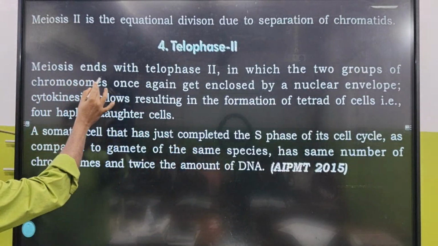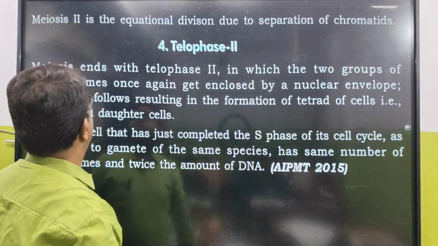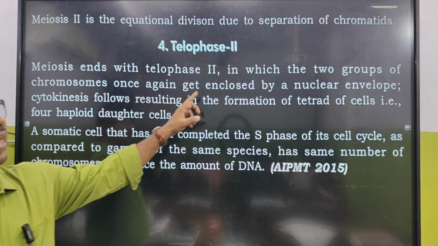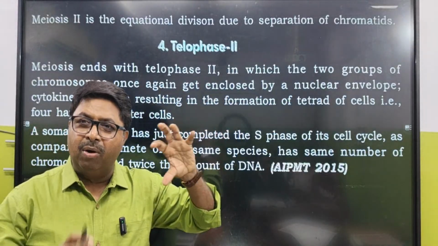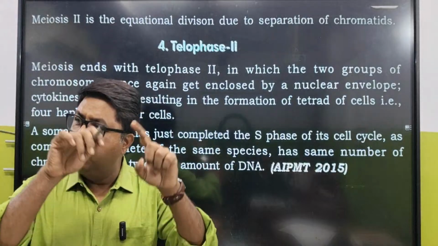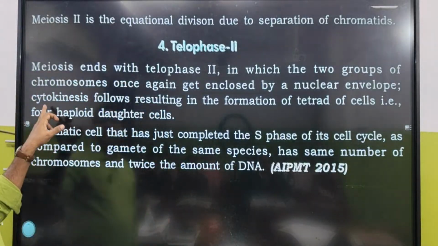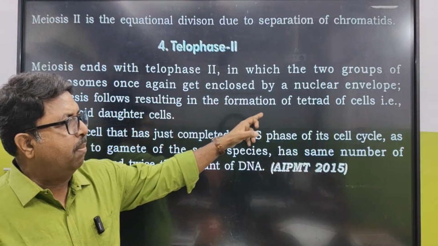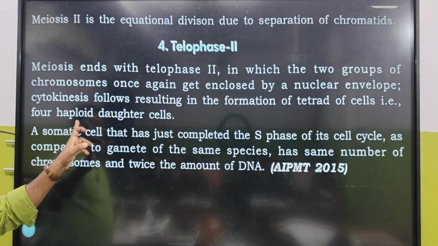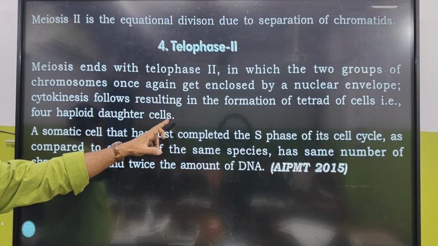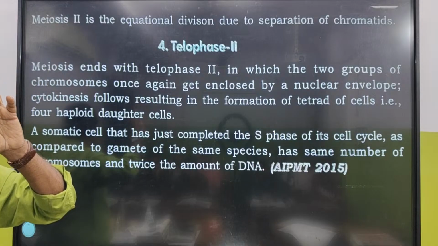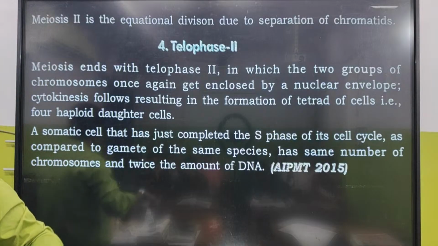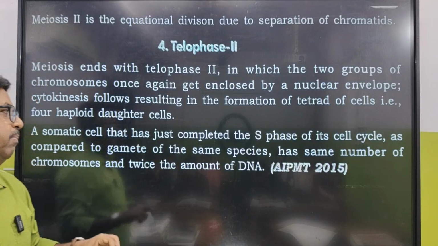Telophase II. Meiosis ends with telophase II, in which the two groups of chromosomes once again get enclosed by a nuclear membrane. Now what will happen when division is over? They are going to start forming the nuclear membrane again. Cytokinesis follows, resulting in the formation of a tetrad of cells, that is 4 haploid daughter cells. How many haploid cells are formed? How many daughter cells are you getting? 4 of them, each having n number of chromosomes, that is called haploid.